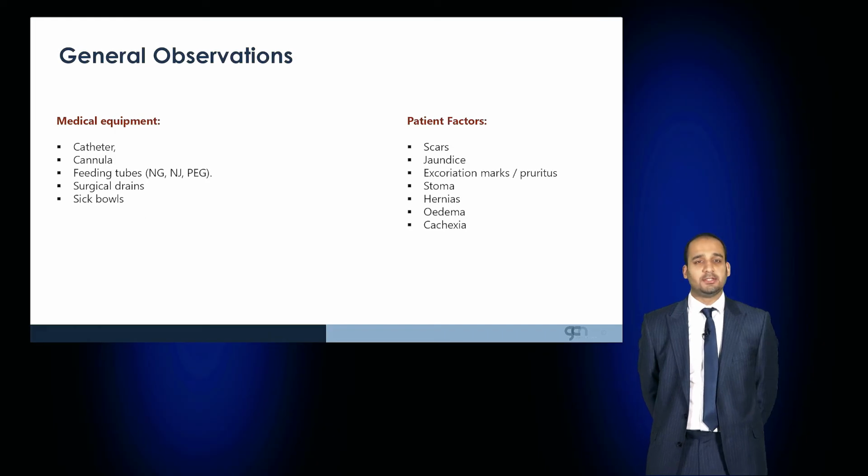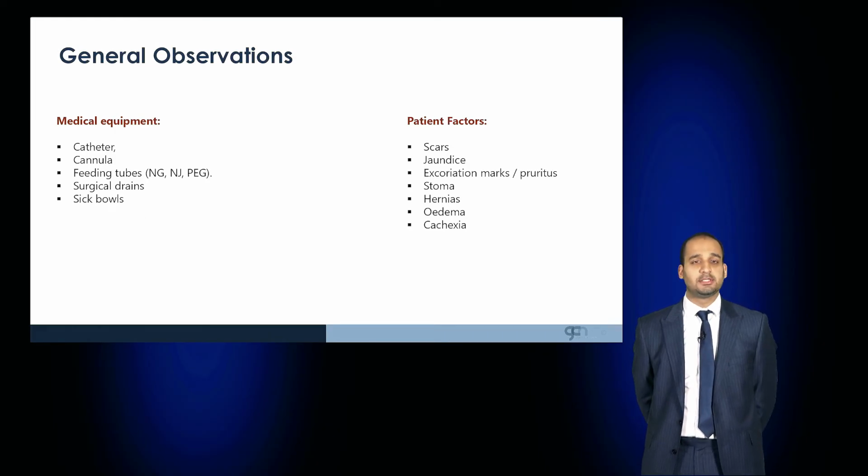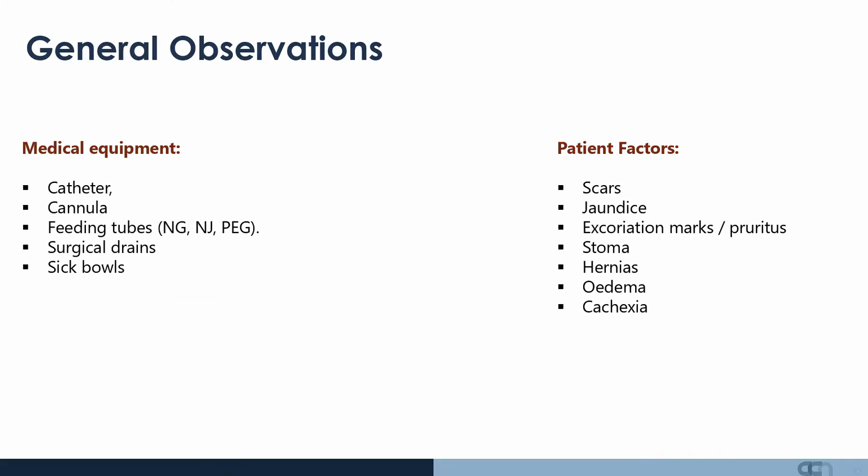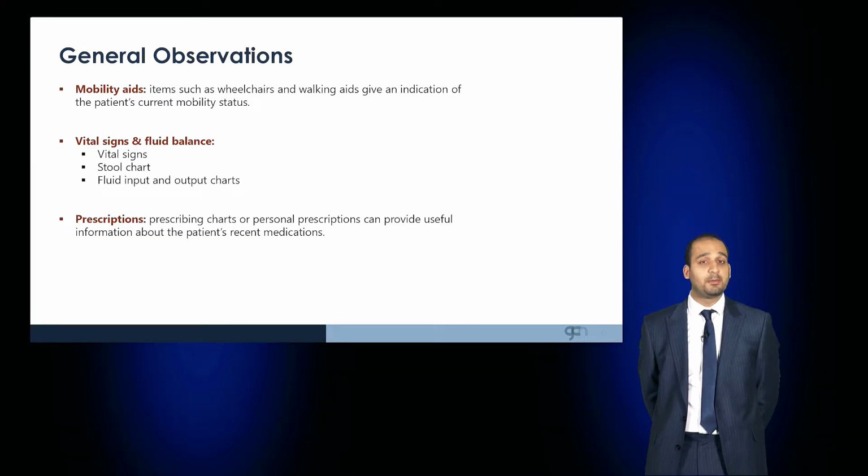Make some general observations, note any medical equipment such as catheters, cannulas, feeding tubes, surgical drains, sick bowls. If these are present, inspect their contents. Observe the patient from the end of the bed looking for any obvious scars, whether the patient appears jaundiced or if there are some excoriation marks, if there's a visible stoma or hernia, and whether the patient appears edematous or cachectic. Moreover, look for any mobility aids such as a walking stick or wheelchairs.